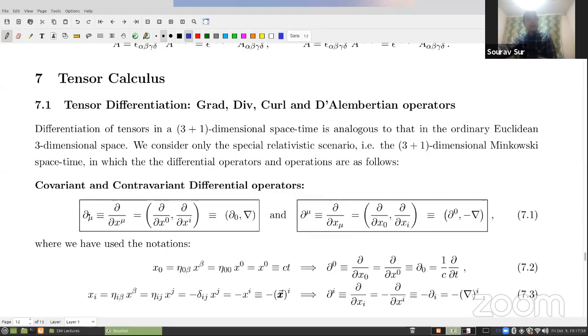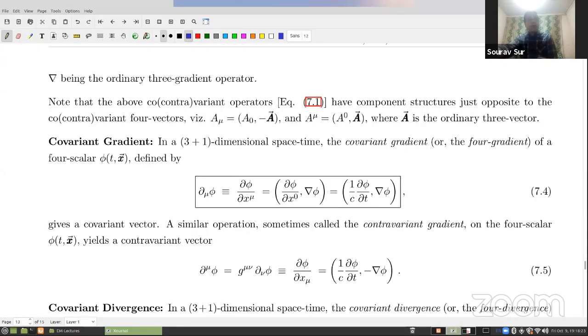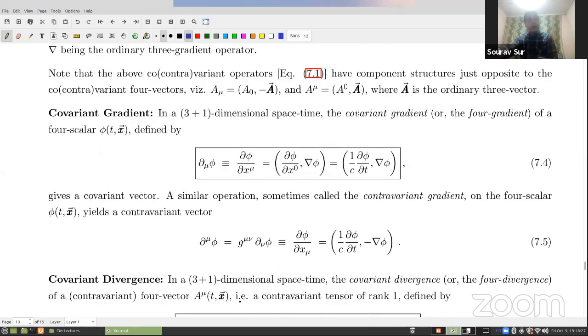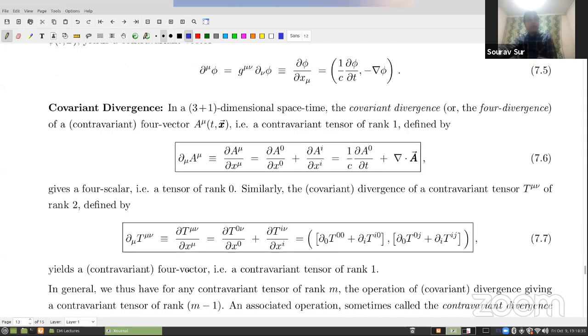Next comes the tensor calculus. You can have contravariant and covariant differential operators like this. The zero component of this operator is just del del t, or del del ct, and the space component of this is the nabla, which is the space derivative. But the contravariant has del del 0 and minus the nabla. Okay. Similarly, you can have gradients, the covariant gradient, then the contravariant gradient, the covariant divergence, the contravariant divergence, and so on.